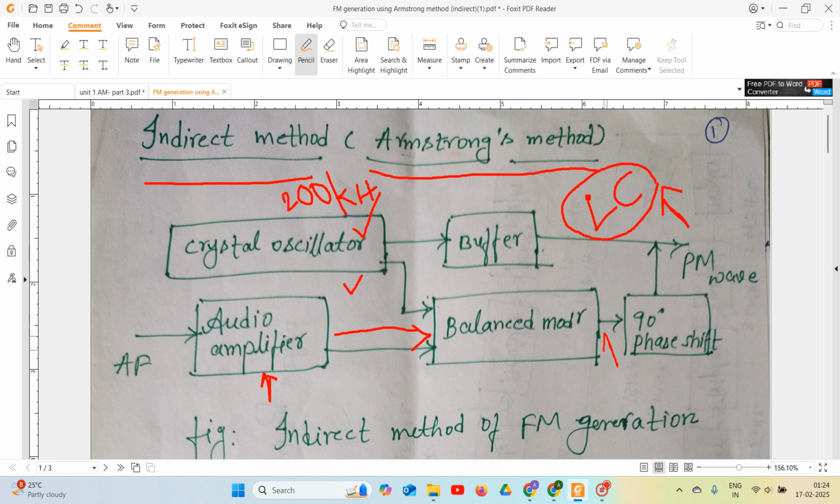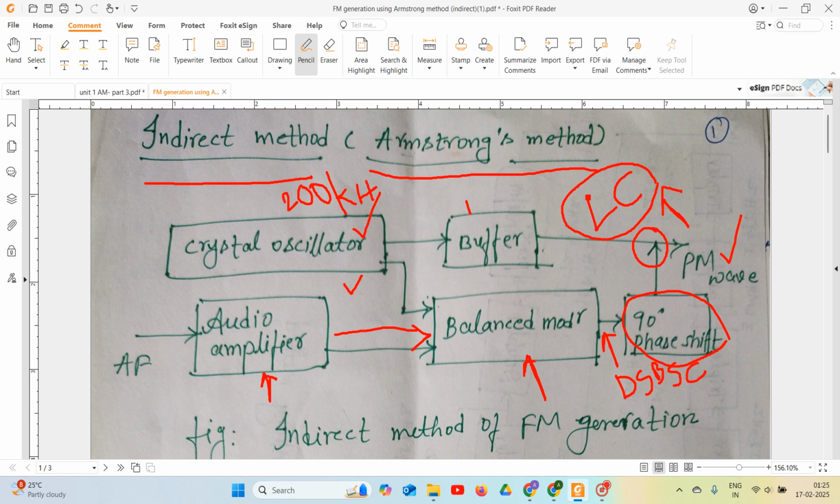So we get a double sideband suppressed carrier output, which contains only two signals, the upper sideband and the lower sideband. There is no carrier. After that, we do a 90-degree phase shift. The generated carrier frequency signal is stored in the buffer while the balanced modulator operation is performed. Once the 90-degree phase shift occurs, it enters the combining block, and we get the phase modulated signal.